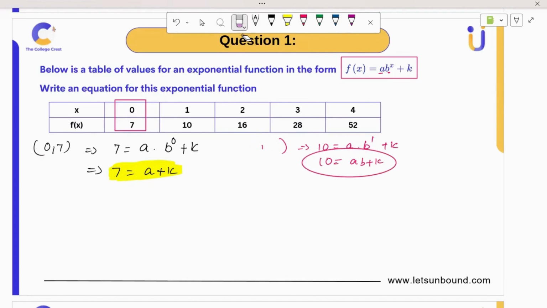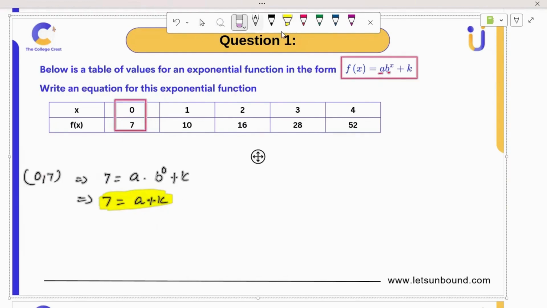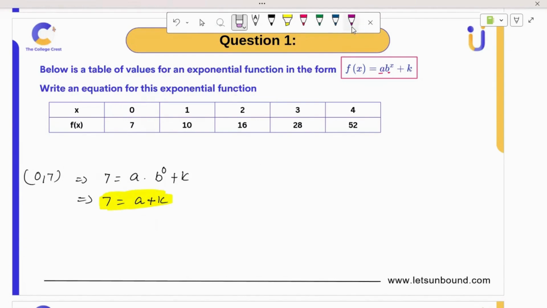So what you should do to find b is use basic exponent reasoning logic here. Let me take some space here. How will you find b? First, you find the differences, and these x values should be equally spaced. So 7 and 10, the difference is 3. 10 and 16, it's 6. 16 and 28, the difference is 12. 28 and 52, the difference is 24.